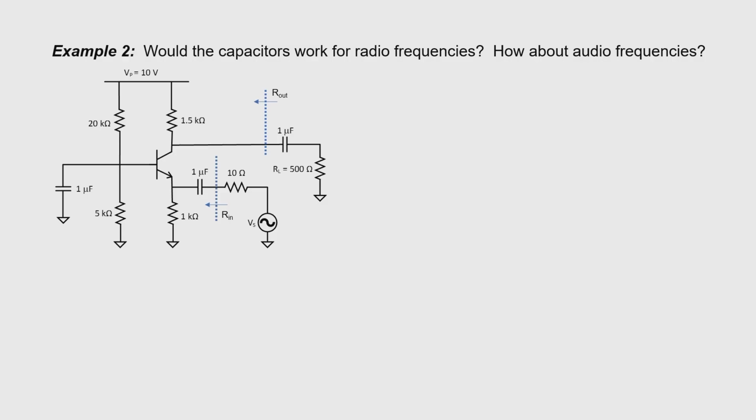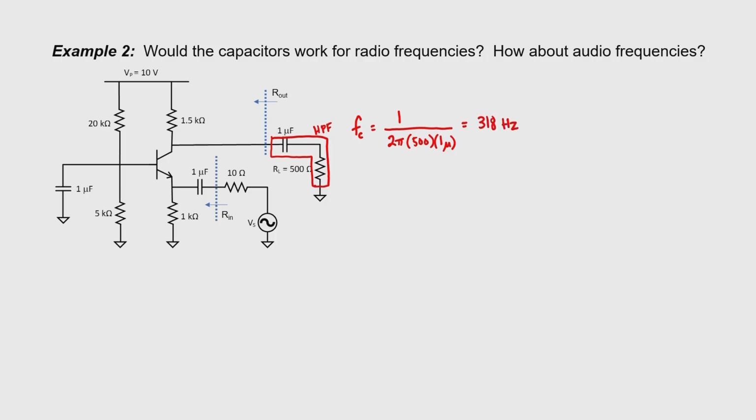In example 2, we're going to turn our attention to the capacitors because we ignored them in example 1. Would the capacitors work for radio frequencies? How about audio frequencies? At first glance, I can kind of recognize this at the output side as being a high-pass filter. What's the corner frequency of that filter? Well, if you watch my video on one-pole filters, then you would recall that the corner frequency is very nearly 1 divided by 2 pi RC. In this case, R is 500 ohms, and the capacitor is 1 microfarad, or 1 times 10 to minus 6. We wind up with 318 hertz.